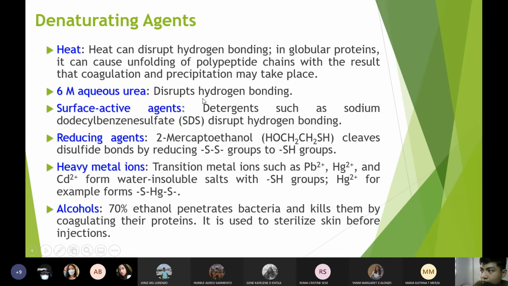We can also use urea, okay? So urea is also used to disrupt hydrogen bonding because this can form hydrogen bonds as well. So instead na yung protein natin mag-bond with each other, they will instead bond to urea. Surface active reagents such as detergents, okay? So sila ay ginagamit din for disruption of hydrogen bonding. Reducing agents, they are used to reduce the disulfide linkages. Okay, the disulfide linkage results in the tertiary structure of protein kasi. So if you cut that disulfide linkage, yun, mawawala na yung tertiary structure ng protein natin.